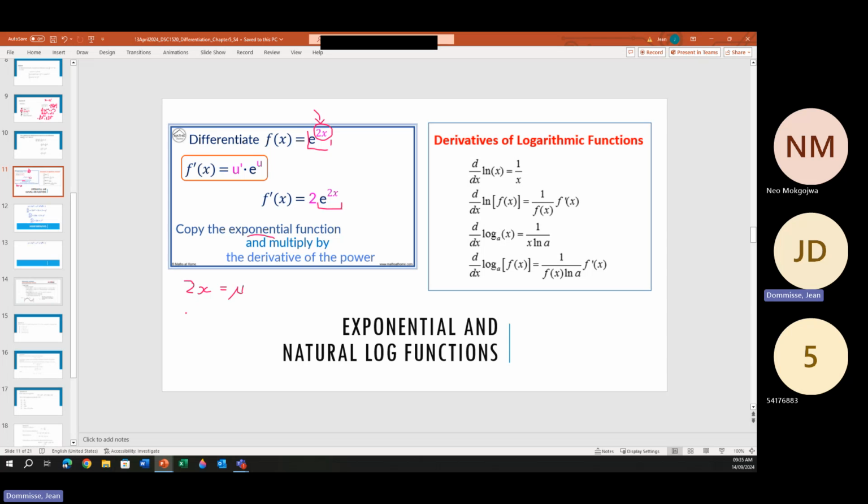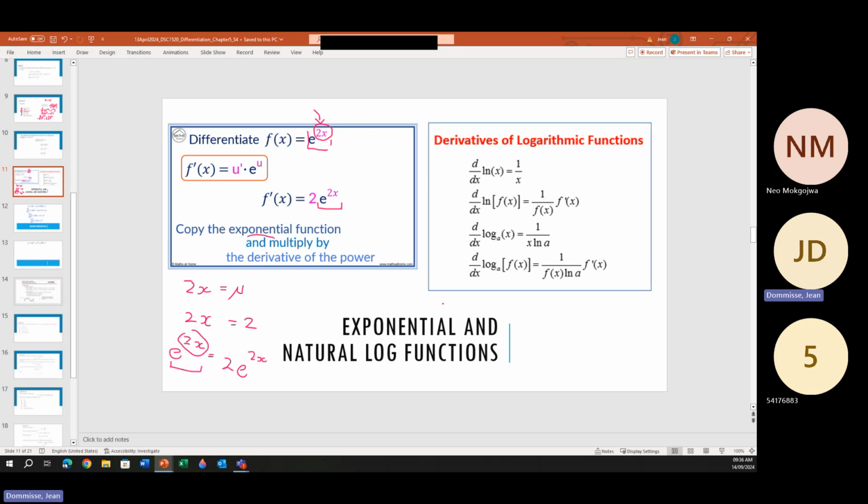So differentiate the 2x. When we do that, we will use the power rule again. So when we differentiate that, that becomes 2. So if we have e to the power of 2x, that will become that 2, and then we will rewrite that e to the power of 2x again. Okay, so that is how you can see we're going to do it.